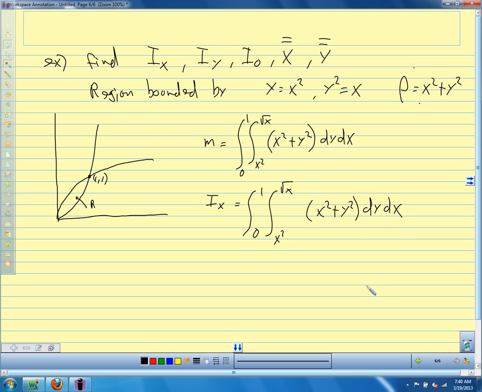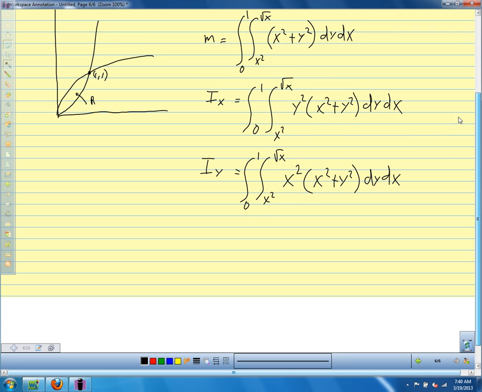So there's our moment about the x, and we include a y squared in that integral. And these particular integrals are not going to be hard to evaluate. We just have polynomials. I sub y has the same limits, 0 to 1, x squared to square root of x, and then we have the square of our distance from the y-axis times our density function. And then our polar moment is just going to be the sum of these two.